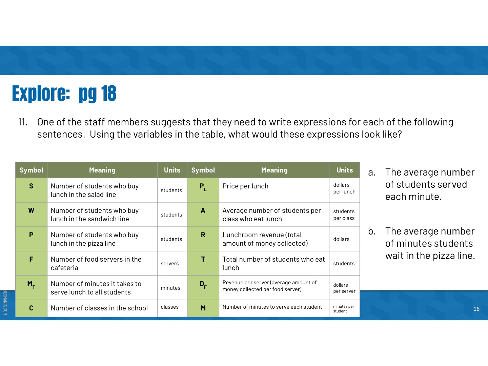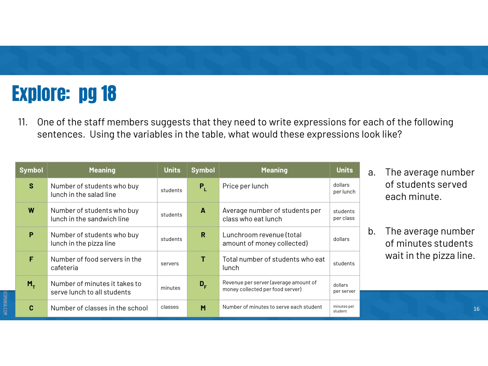All right, number 11, on page 18. One of the staff members suggests that they needed to write expressions for each of the following sentences. Using the variables in the table, what would these expressions look like? We're going to do both of these together. A, the average number of students served each minute, and B, the average number of minutes students wait in line for pizza. Use the table and write those expressions.